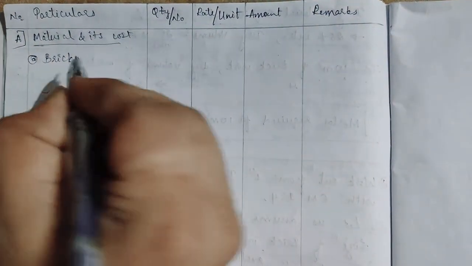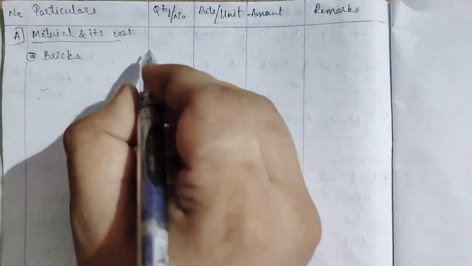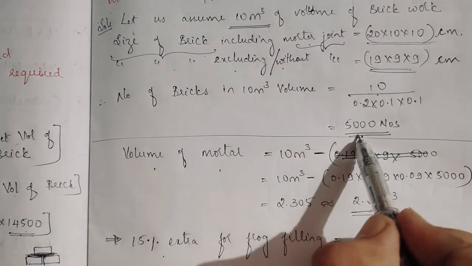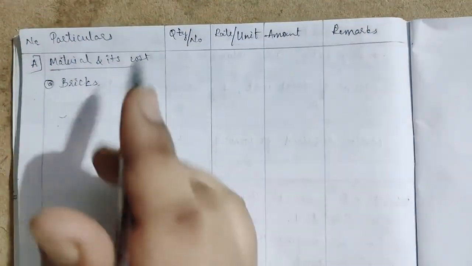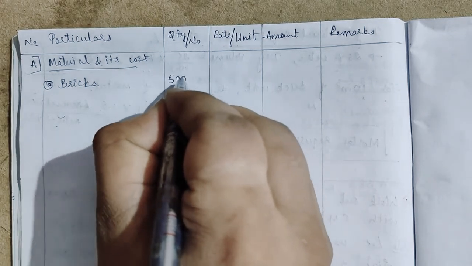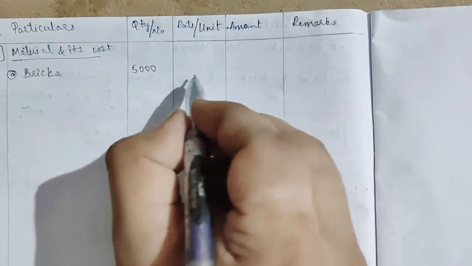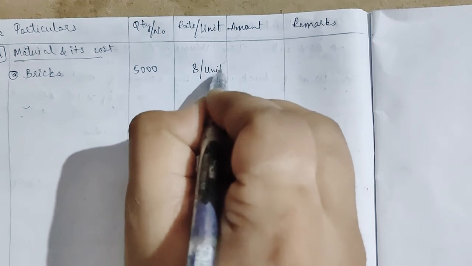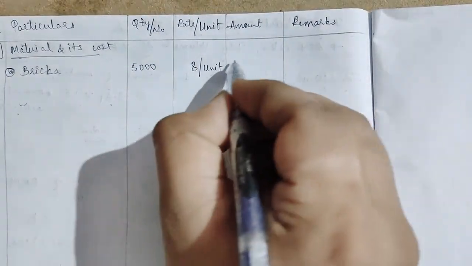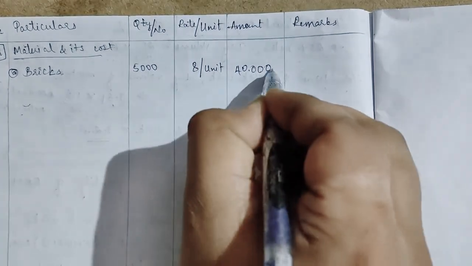Okay, so bricks. So quantity bar number, how much quantity we estimated, means 10 meter cube. For 10 meter cube the quantity is 5000 numbers. So we got 5000 numbers. So what is the rate per unit? I already gave you the chart. Okay, I'll take 8 rupees per unit. Okay, per brick it is 8 rupees. Then what will be the cost? 0.0085 is a 40.